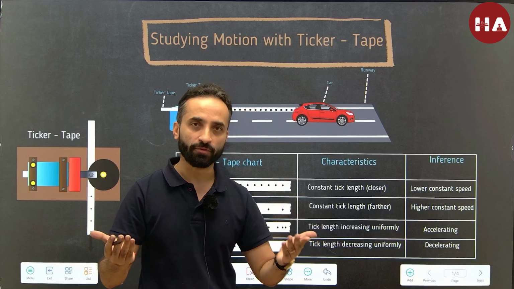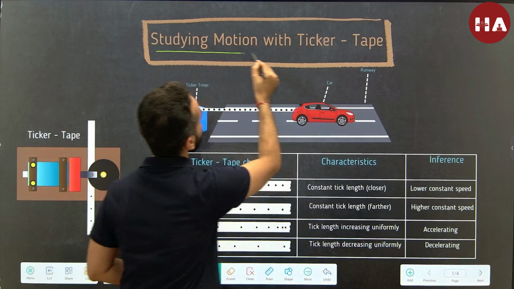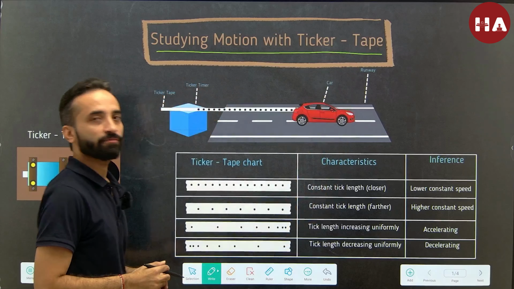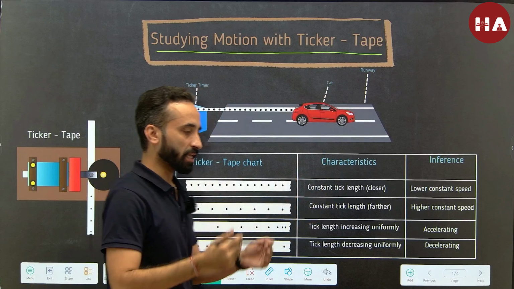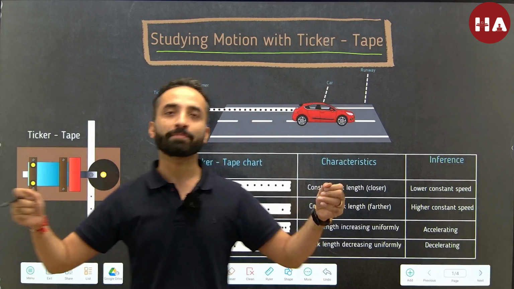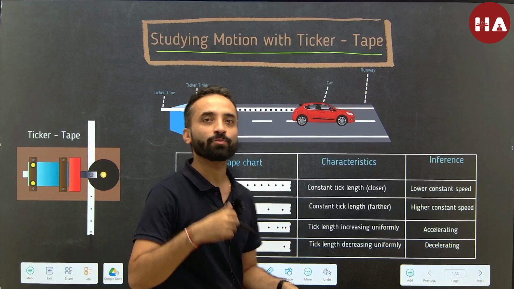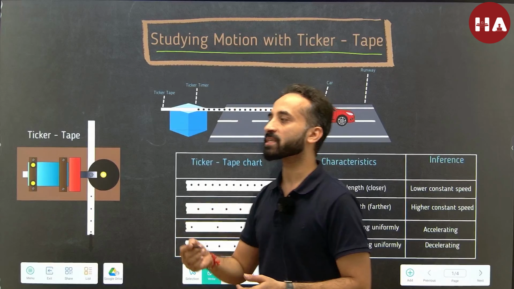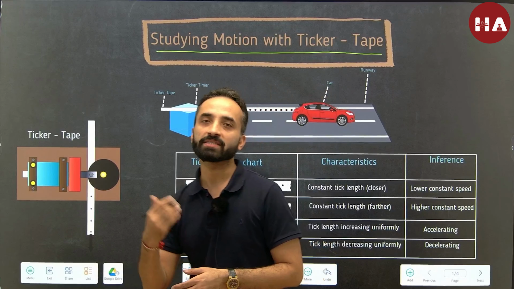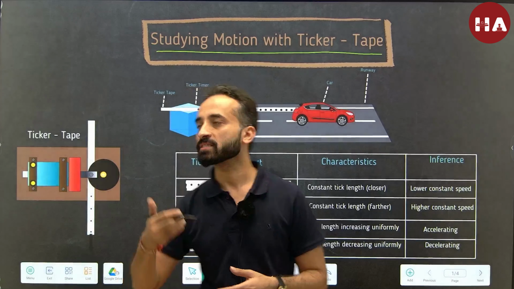There are many ways of doing it. One special way of doing it is with the help of ticker tape diagrams. You might now understand that there should be a tape, since it's a tape, ticker tape, and there should be a tick. So what do you mean by tick? Tick is basically an impression. Tick basically stands for an impression or a mark that some device is making.